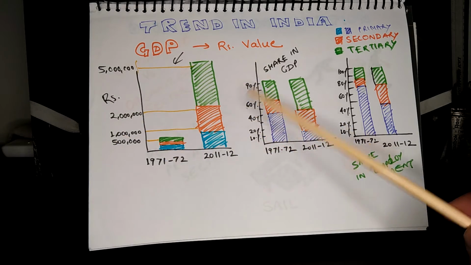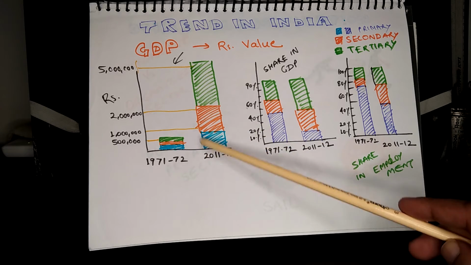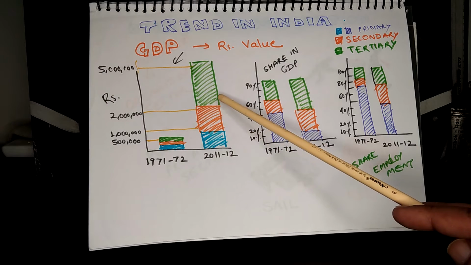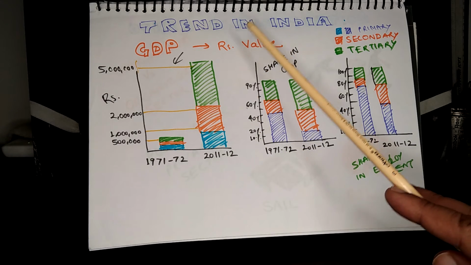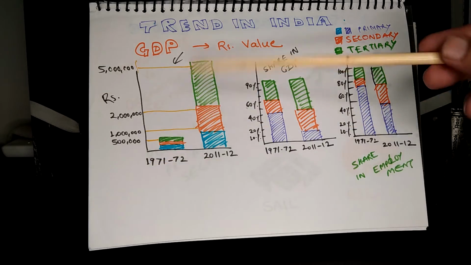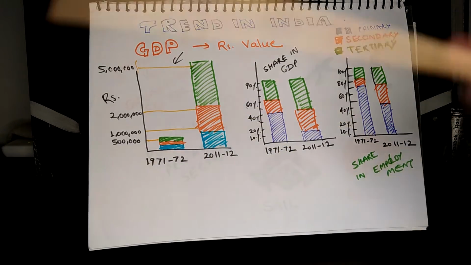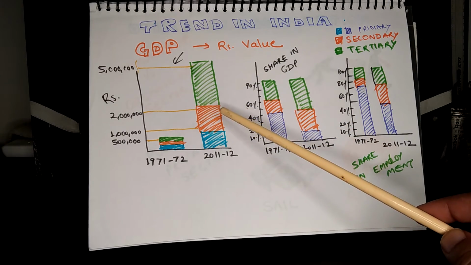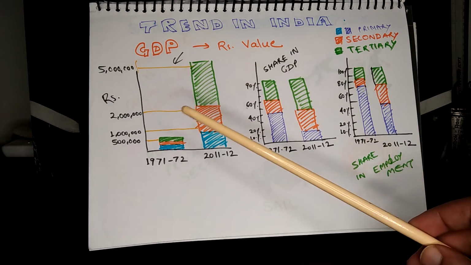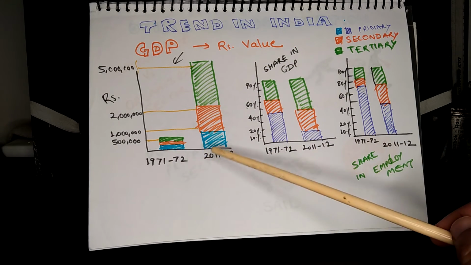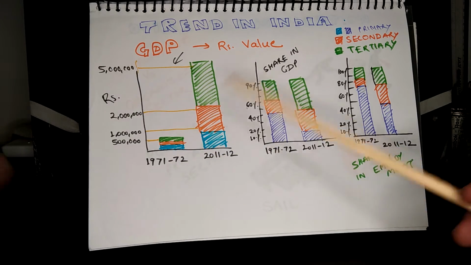So what happened by 2011-12? The primary sector grew from 500,000 to around 800,000 rupees. The secondary sector grew to more than 1 million rupees, and the tertiary sector grew to around 3 million rupees. So the value of the tertiary sector grew manifold. There was a dramatic turnaround, we can say, right? And the other 2 sectors had diminished importance. So this shows that the tertiary sector became more important, followed by the secondary sector, and the primary sector was less important in terms of valuation.